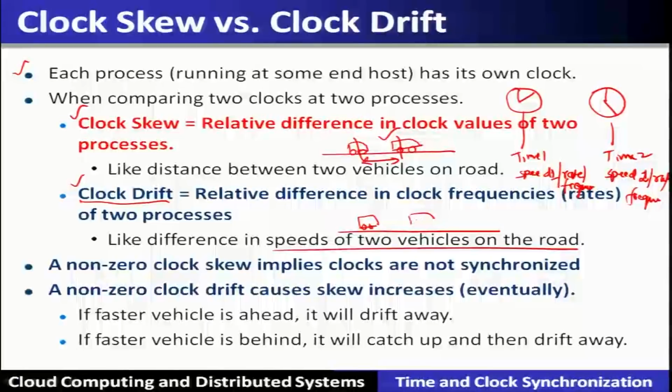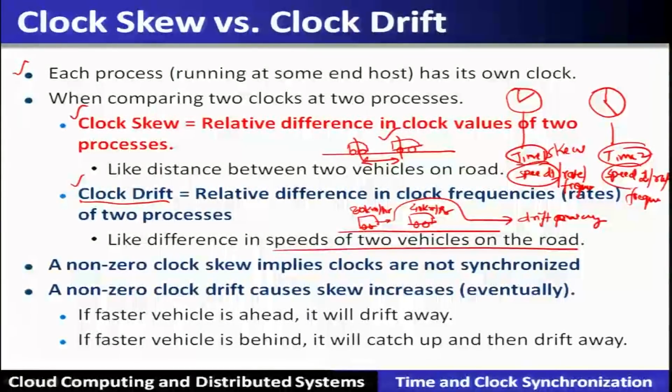For example, two vehicles are running on the road with different speeds. Let us say one is 80 km per hour and the other one is quite slow, that is 40 km per hour. So, their speeds are different. Although the 80 km per hour, the fast running vehicle, is behind the slow running vehicle, after some time it will cross and then run away, that means drift apart, drift away. So, the speed is also important. The difference in the timing is called the skew, and the difference in the speed is called the drift.